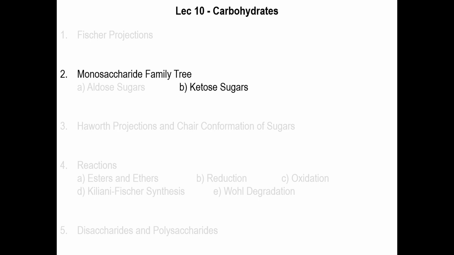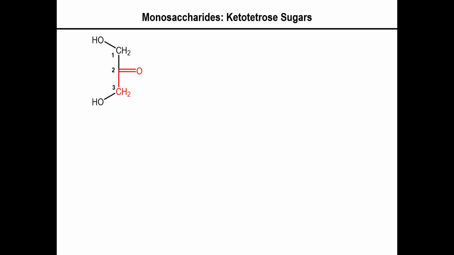All right, welcome back. We're going to talk now about the ketose sugars, those which contain a ketone functionality. The smallest carbon chain, just like glyceraldehyde, does contain 3 carbons, and because this has to be a ketone, now that we're talking about keto sugars, you cannot have the carbonyl at position 1. If you did, you will never achieve a ketone functionality.